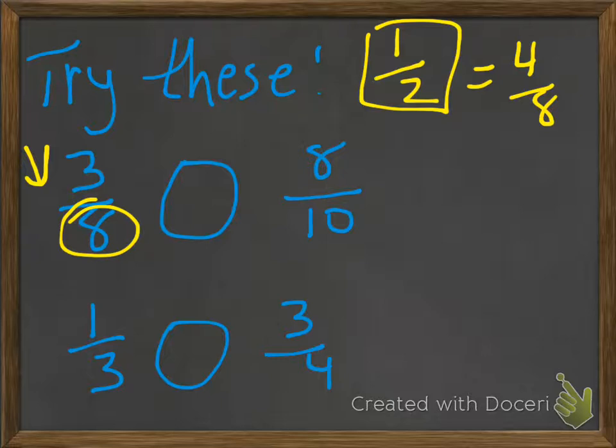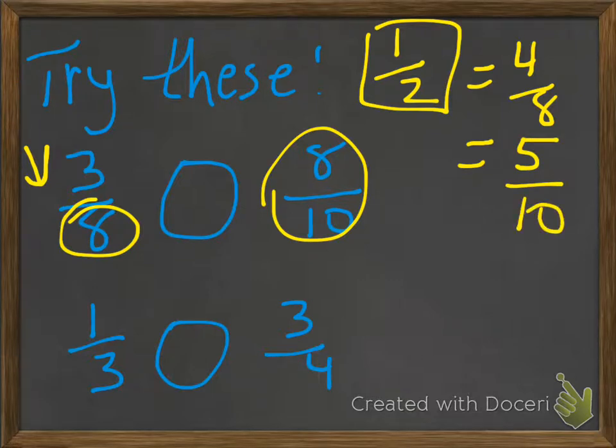And let's take a look at 8/10. Well, we also know that 1/2 is the same as 5/10. How do we know that? What's half of 10? It's 5. So in this case, 8/10 is greater than 1/2. So we know that in this case, 3/8 is less than 8/10. Let's look at the next one.